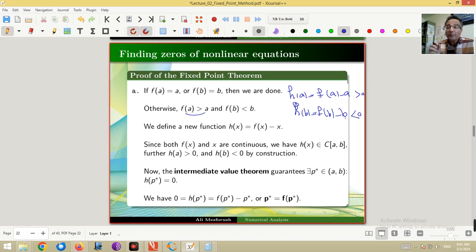So by the intermediate value theorem, there exists a point like p star in the interval [a, b], such that h of p star is 0.